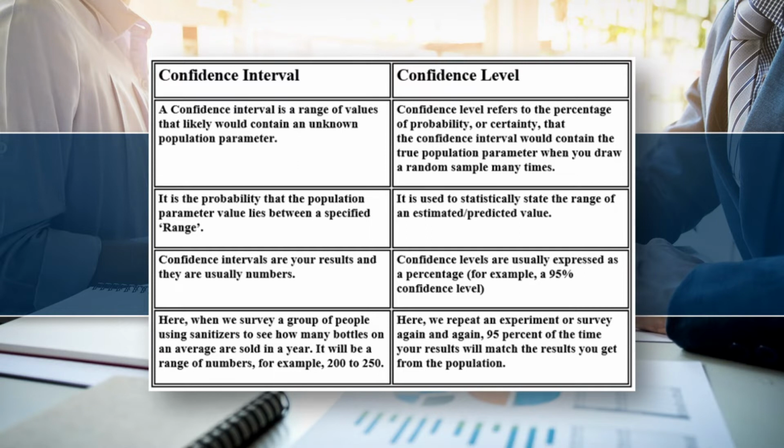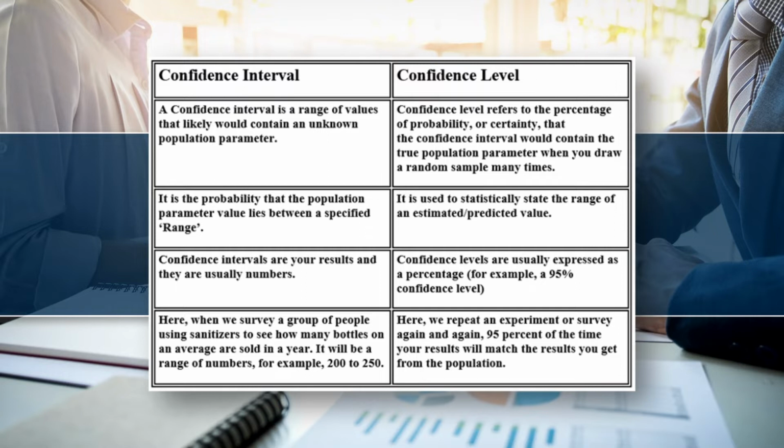A confidence interval is a range of values that likely would contain an unknown population parameter, whereas the confidence level refers to the percentage of probability or certainty that the confidence interval would contain the true population parameter when you draw a random sample many times. So it is the probability that the population parameter value lies between a specified range. The confidence level is used to statistically state the range of an estimated or predicted value. Confidence intervals are your results and they are usually numbers.